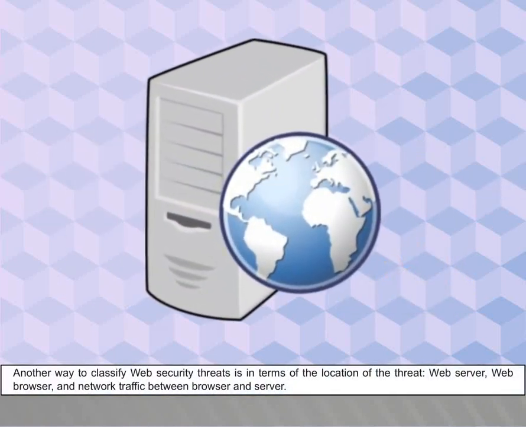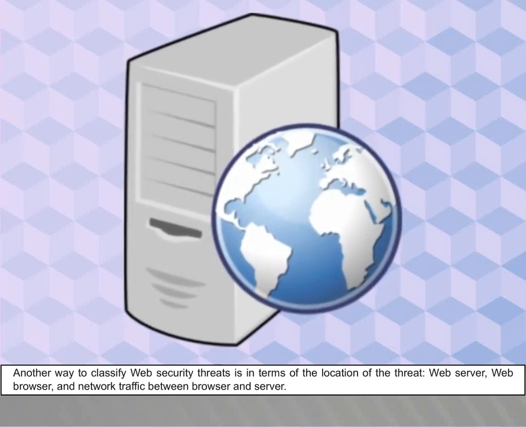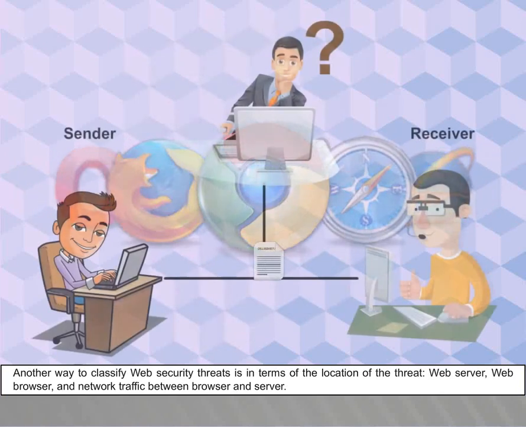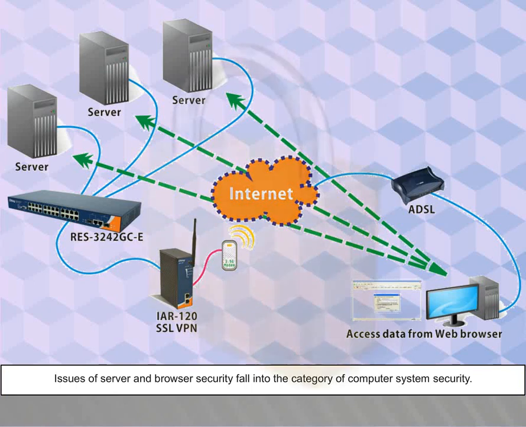Another way to classify web security threats is in terms of the location of the threat: web server, web browser, and network traffic between browser and server. Issues of server and browser security fall into the category of computer system security.